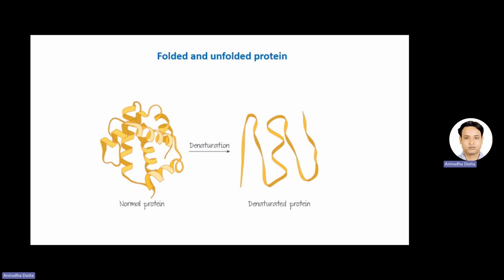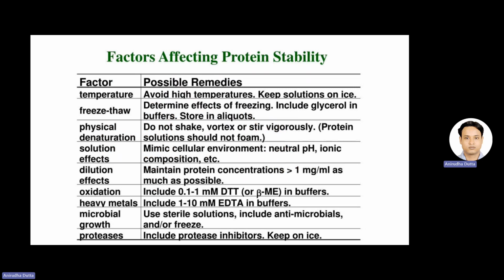Then we have to know what are the factors that can denature protein, so that we can avoid those conditions during our protein purification. Here is a list of factors that can destabilize the tertiary structure of a protein.